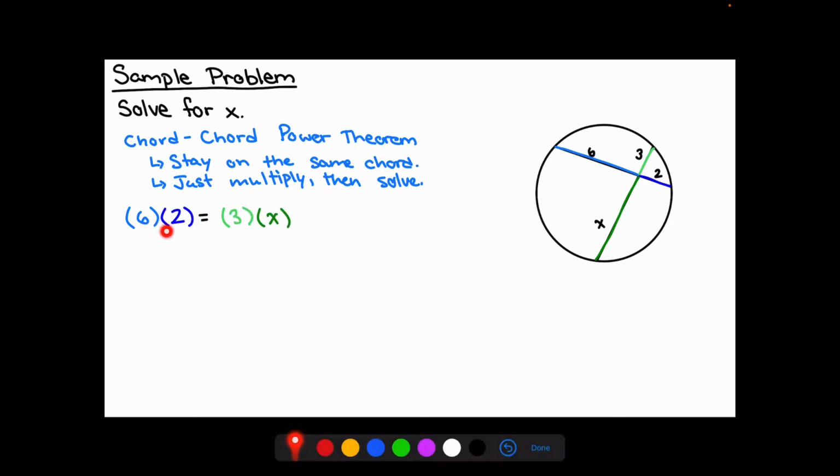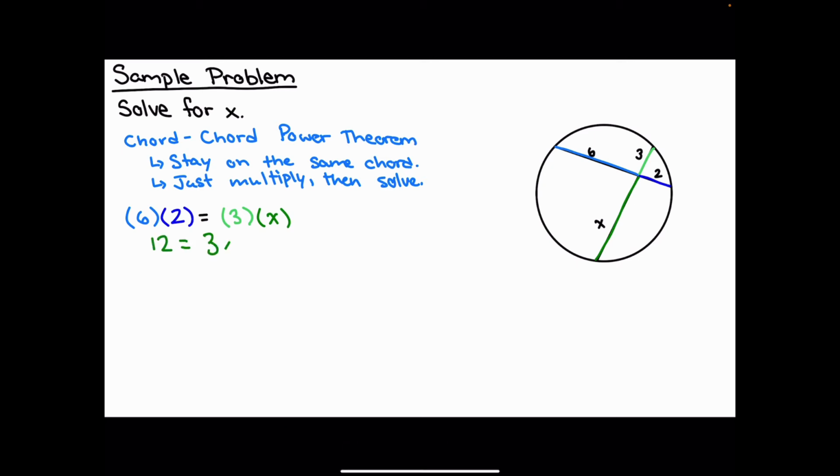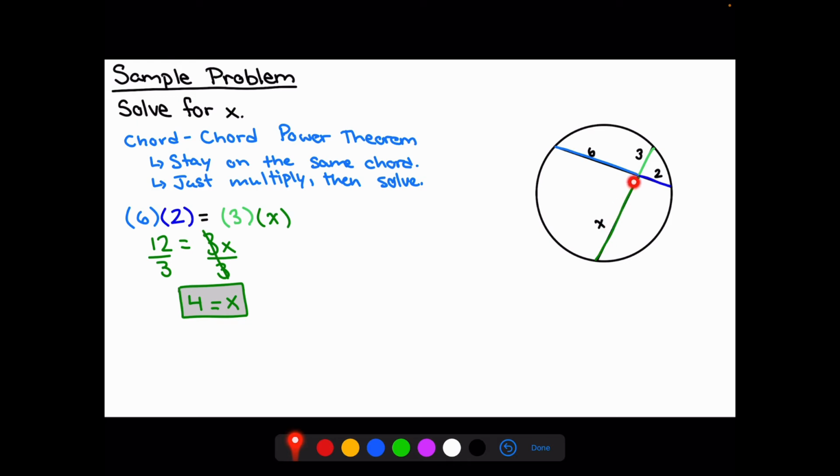Of course, 6 times 2 is just 12. 3 times x is 3x. 12 divided by 3 will give us x equals 4. So therefore, this portion of the chord is just 4 units in length.